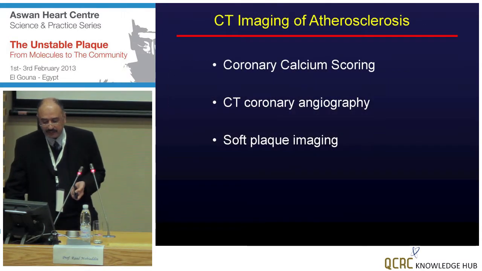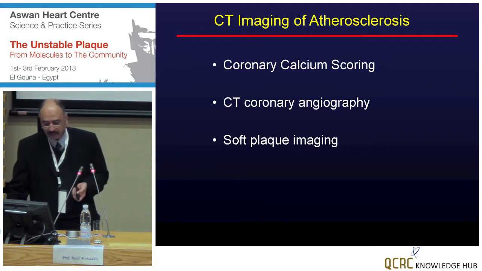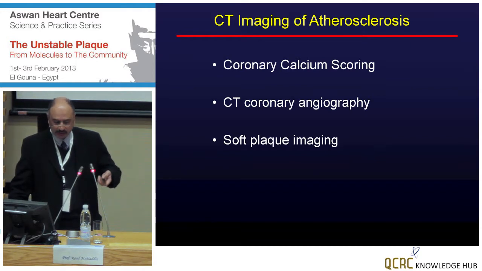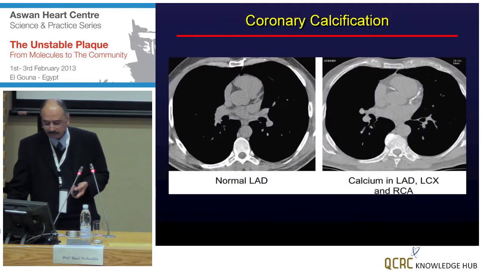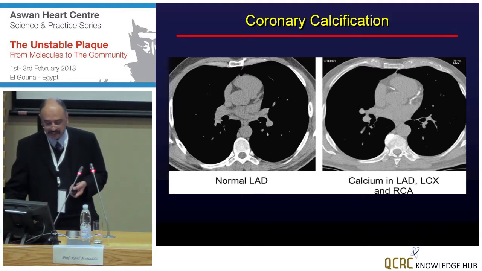We come now to the CT. Imaging of atherosclerosis can give you information about coronary calcium scoring, CT angiography or luminography. And if you look at the source images of the CT images, you can look at the soft plaque as well. This is an example of extensive calcification in the LAD and the proximal part of the right coronary artery. This is a healthy volunteer without calcification there.